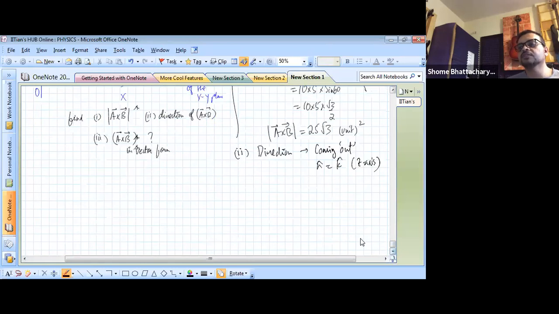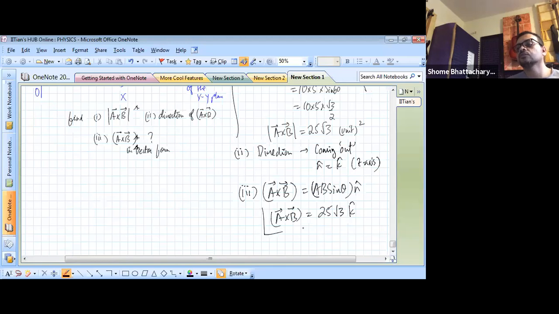So finally, for the third part, I'll express the vector E cross B as its magnitude, which was EB sine theta, into its direction n cap. So what is EB sine theta? That is 25 root 3. And what is n cap actually? It's nothing but the unit vector along the z axis. So this becomes my final answer. So in vector notation, the operation E cross B gives us 25 root 3 units squared k cap. That becomes the answer. Okay, so this is clear to all of you.